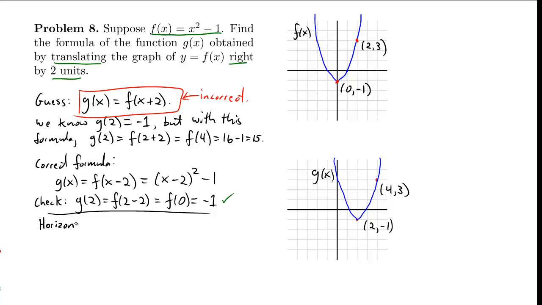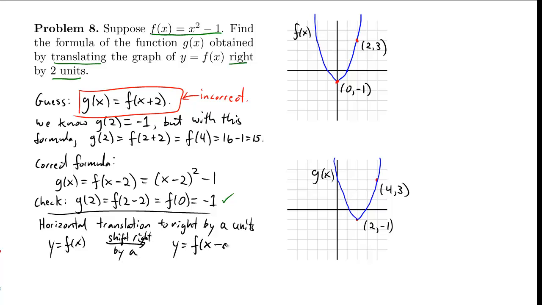The general rule for translation to the right by a units is that y equals f of x becomes y equals f of x minus a. You should try and remember that horizontal translations are the opposite of what you might expect.